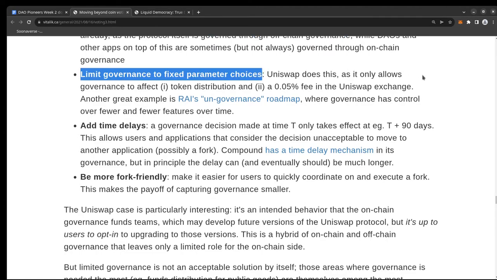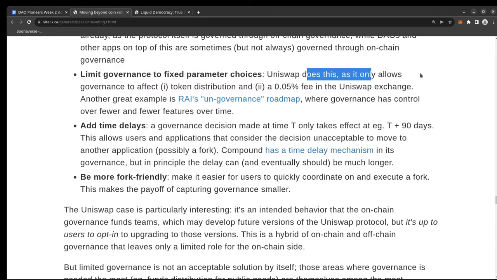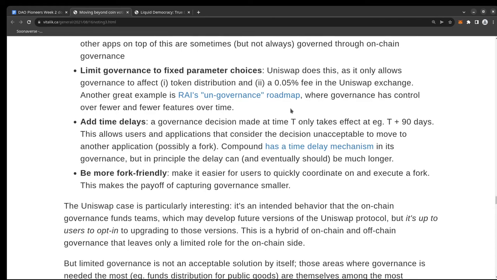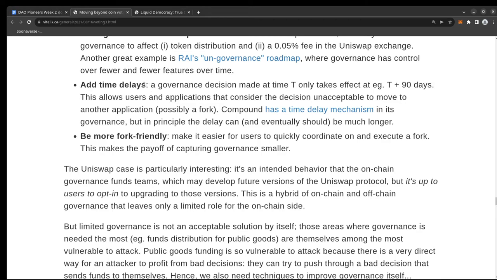Limit governance to fixed parameter choices, for example. This is what Uniswap does. And here is also where the governance gets control over fewer features over time. Then, adding time delays. So here is where they say, okay, let's do this decision, make sure that the vote you cast locks in the tokens, or you have to keep your tokens locked for a certain time before the vote counts, so that it is possible to move and fork the technology, still being able to retain some kind of value before the old chain is dropped or something like that.